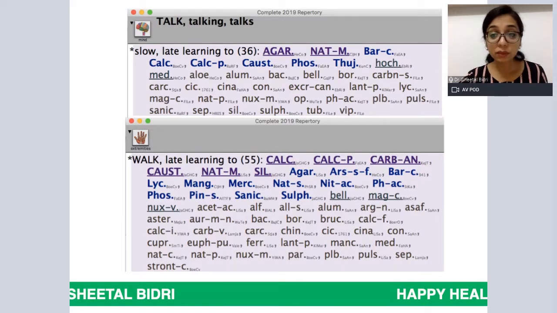We also have rubrics like slow to talk, slow to walk. Our medicines also help in making the learning curve a little better than what they are going through. Minerals are again very important. For late to talk, Natrum muriaticum is one of the key remedies, and for delayed walking, the Calcarea group and the Carbon group of remedies come out very prominent. Having said that, that is the developmental part of it.